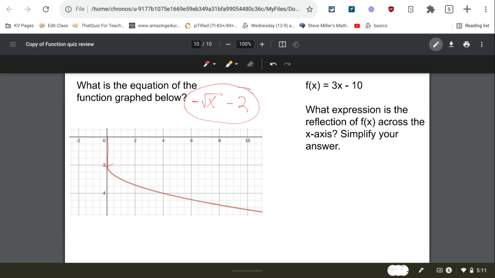Okay, here's f of x. What do we need to do to flip f of x across the x-axis? There's your function notation. It's negative f of x. But to actually perform that, you're just going to write down the original f of x like that and slap a negative that applies to the whole thing. If you simplify it, you just get -3x plus 10. And that is it. That's our answer.